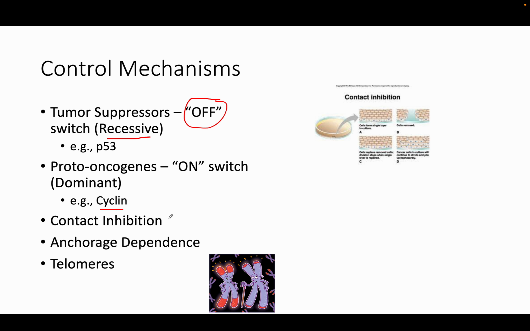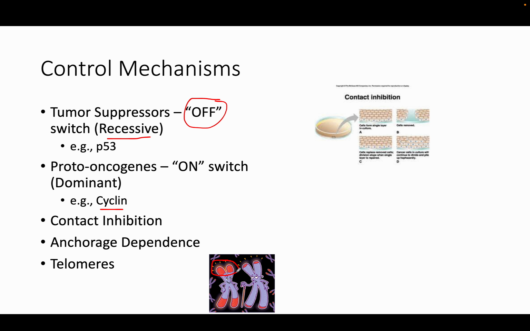The other things that help control it are contact inhibition. Cells don't tend to like to be crowded. Anchorage dependence, they don't like to do mitosis while they're floating through the bloodstream. They like to be attached to a surface. And then our telomeres, the ends of the chromosomes that get smaller every time we do mitosis. And so there's a limited lifespan.